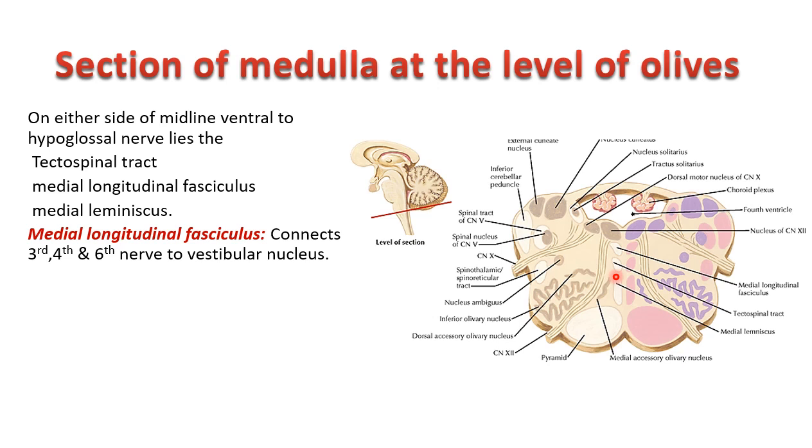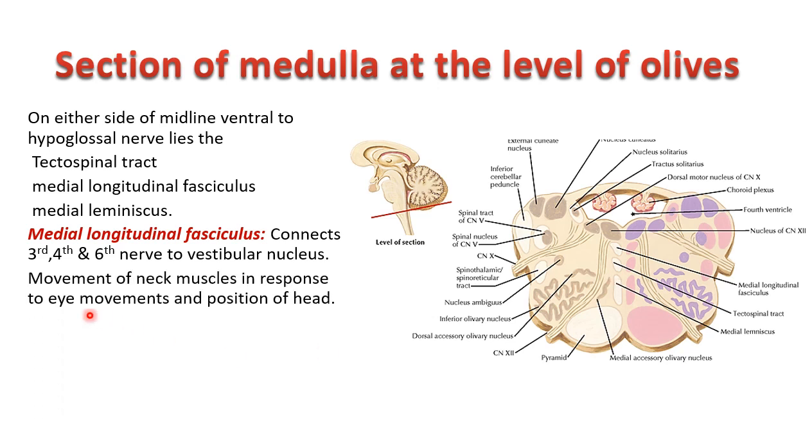The tectospinal tract arises from the tectum of the midbrain, the superior colliculus, and ends in the spinal cord. They are concerned with the visual spinal reflexes. Okay, tectospinal tract: mainly movement of the neck muscles in response to eye movement and position of the head. So that is the main function of the medial longitudinal fasciculus, which you are able to see here.